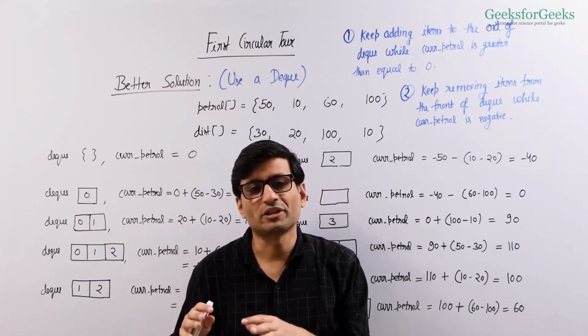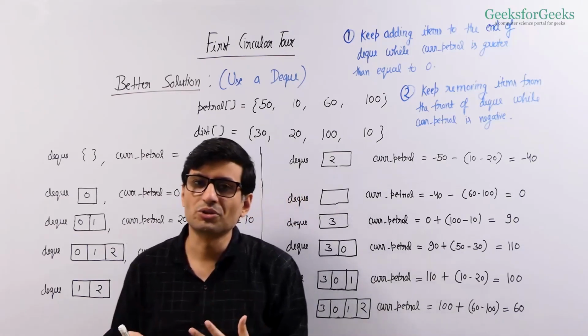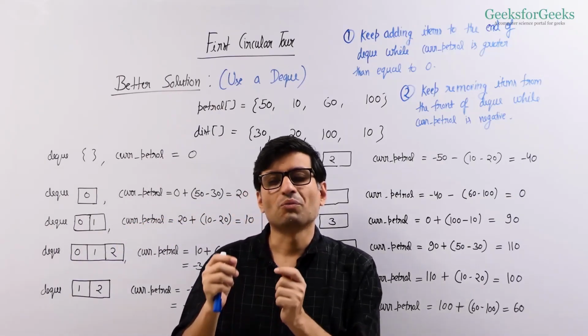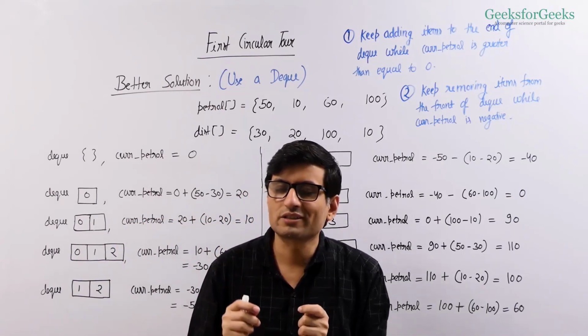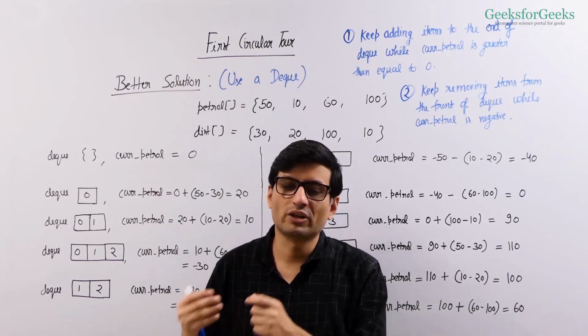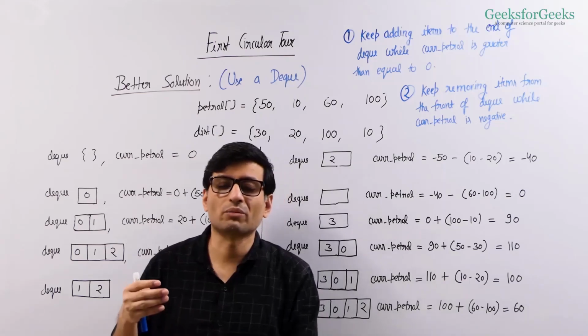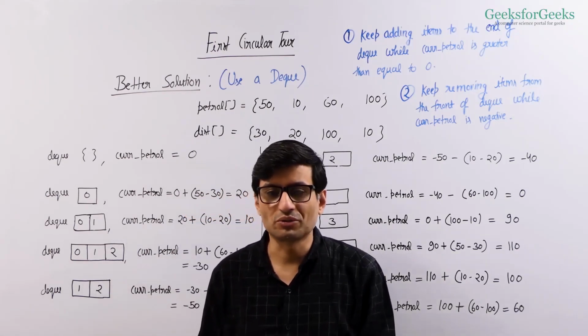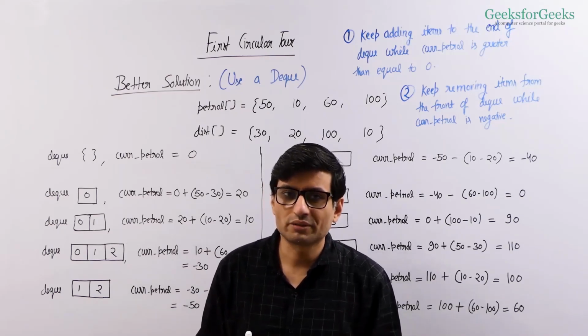Our starting point is 0, and what we did in this solution, we started with an empty DQ. While the current petrol is greater than or equal to 0, we keep adding petrol pumps to the end of the DQ, and when the current petrol becomes negative, we keep removing petrol pumps from the beginning of the DQ while the current petrol is negative.